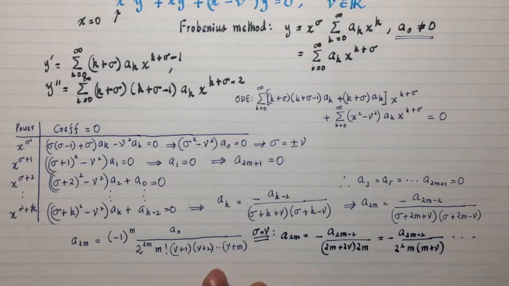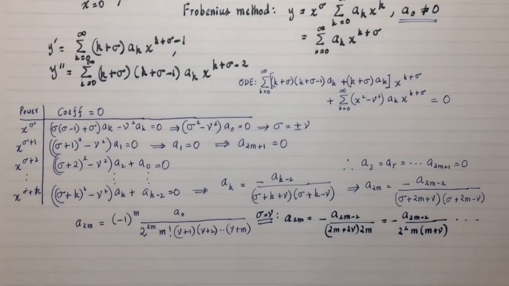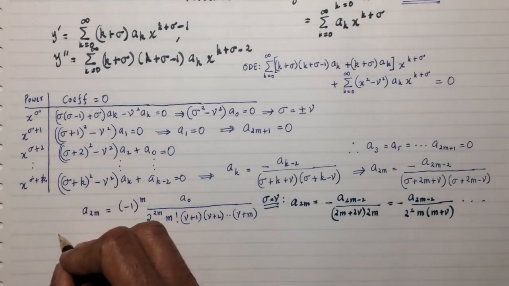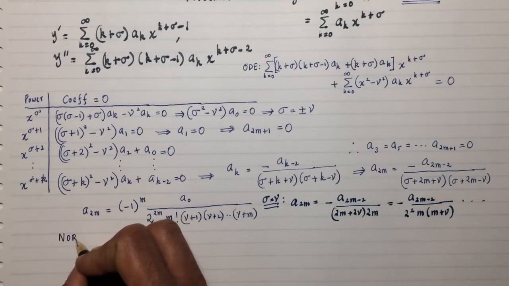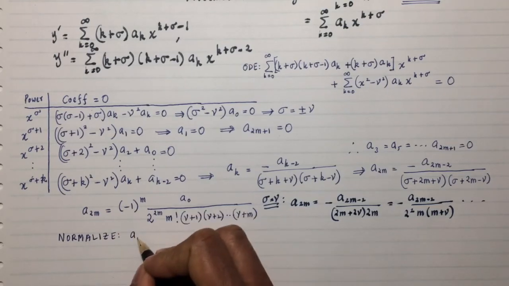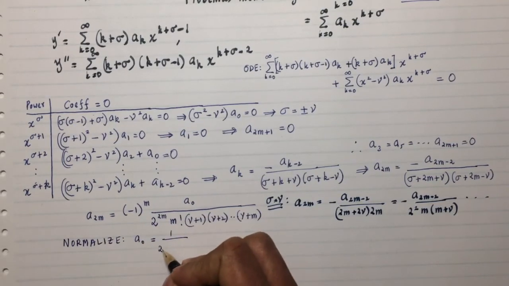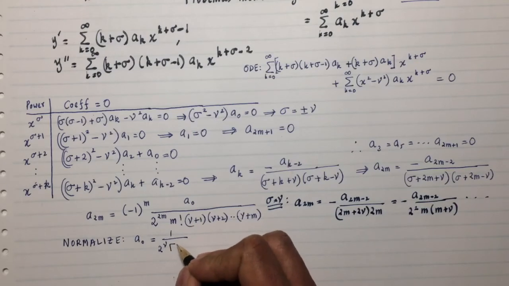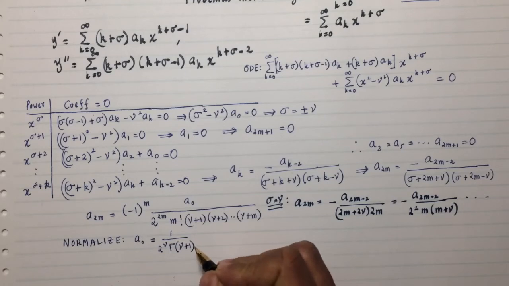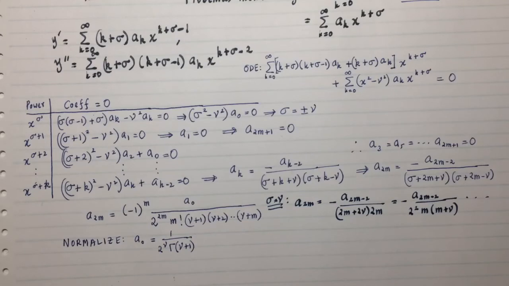Now once you have this, this is still not how it's usually written in the literature. Gamma functions are used, and for this what we do is we use a normalization that a naught be equal to 1 over 2 to the power nu gamma of nu plus 1. Gamma of nu plus 1 for integer nu is just nu factorial, but since gamma is a factorial function, even for non-integer nu, it's a well-defined factorial.